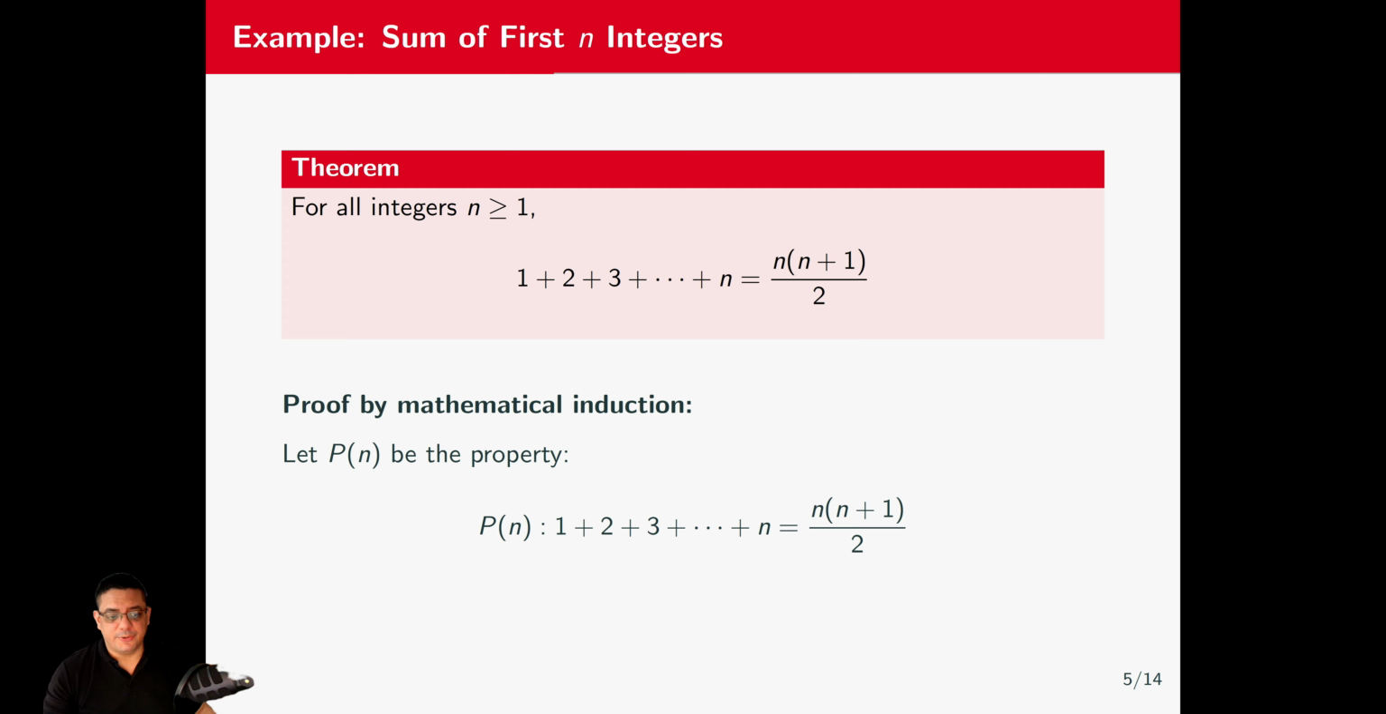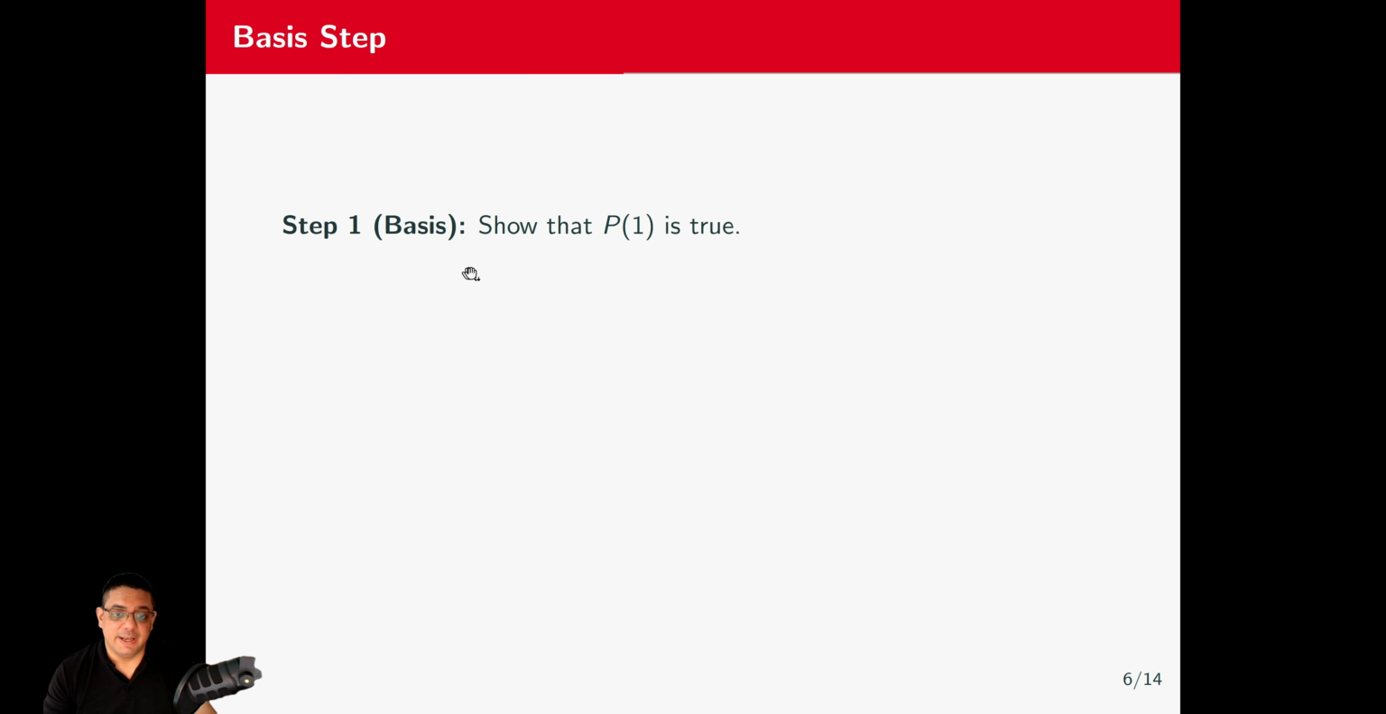Now, let's prove this by mathematical induction. First, this is the property. So what we want to prove is the property. We define P of n as the sum from 1 to n is equal to n times n plus 1 over 2. Now, the first step is to show that P of 1 is true.